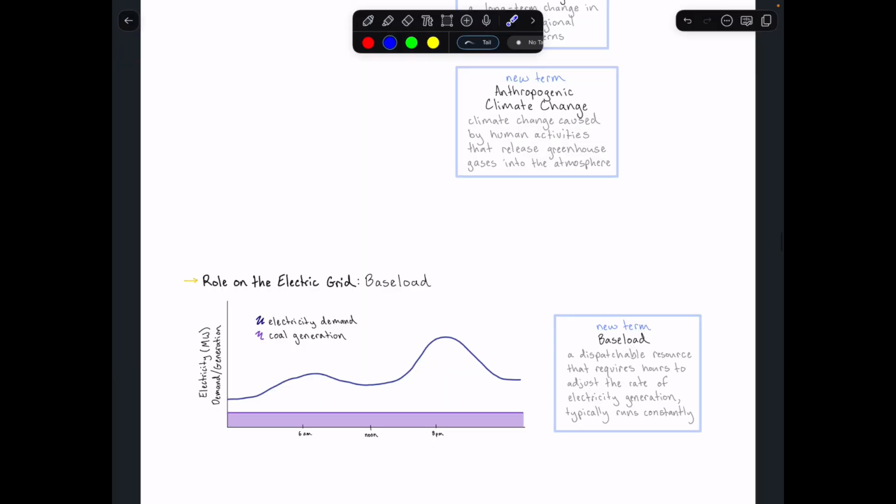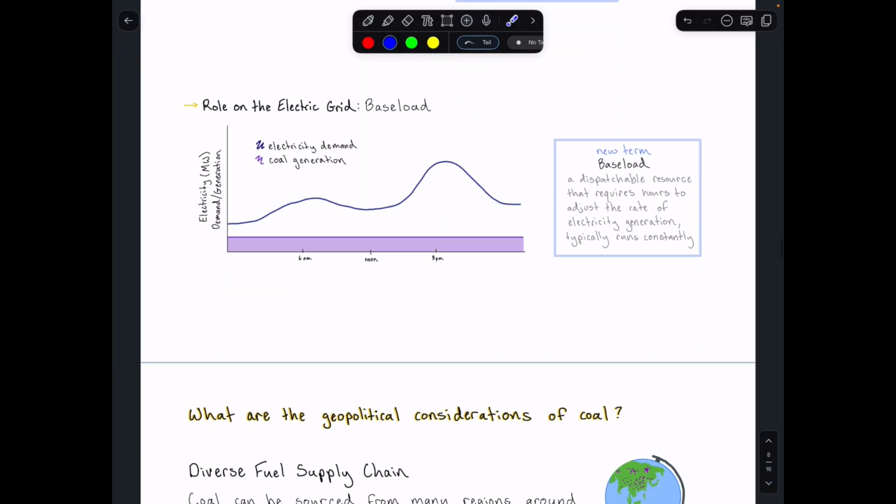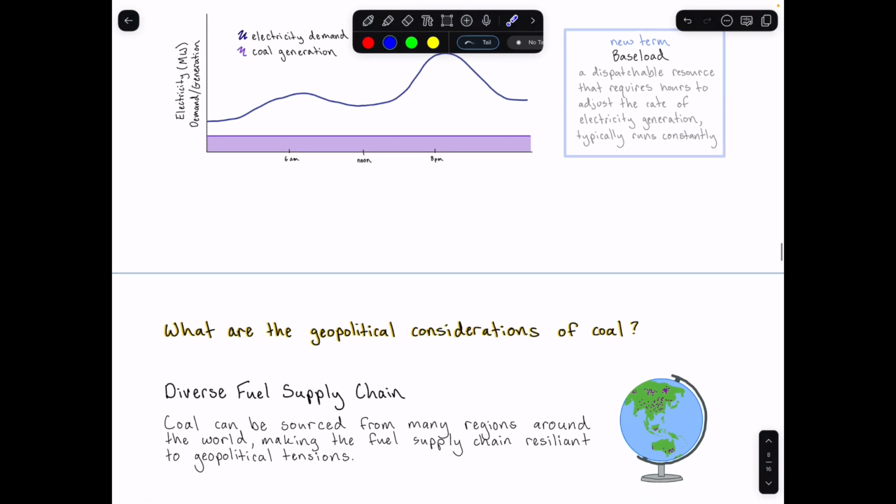Okay, that's that. Now on to my last section of this lecture. What are the geopolitical considerations around using coal as an energy resource? And the first one is that coal has a diverse fuel supply chain. So coal can be found in many different regions and countries around the world. And this geographic diversity can reduce the dependence on any single country.